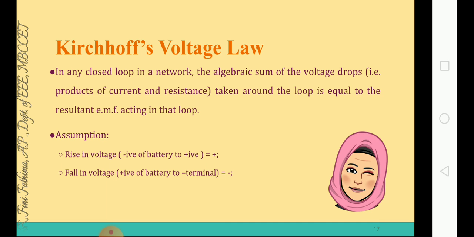And we will assume the direction for a loop which will be the same as the current direction. So we will assume a direction, either clockwise or anti-clockwise. And while solving this, we will check for the sign at the leaving terminal and we will form the equation. I will tell you with the help of an example so that you will understand it more easily.